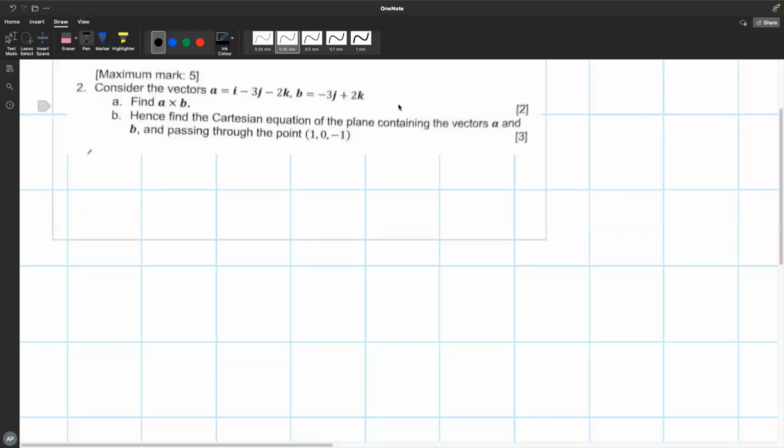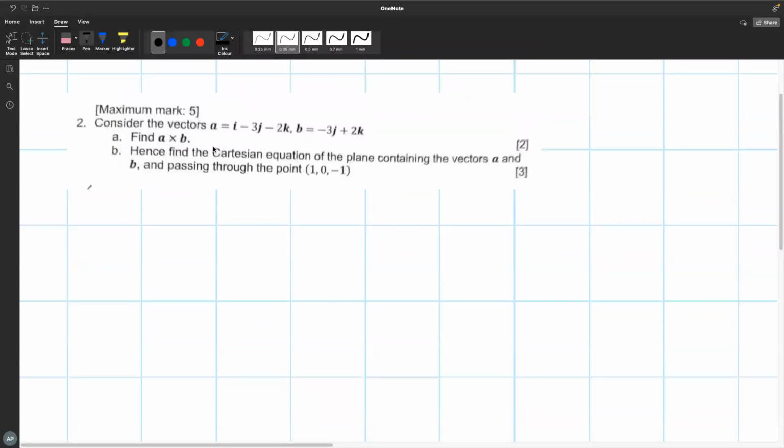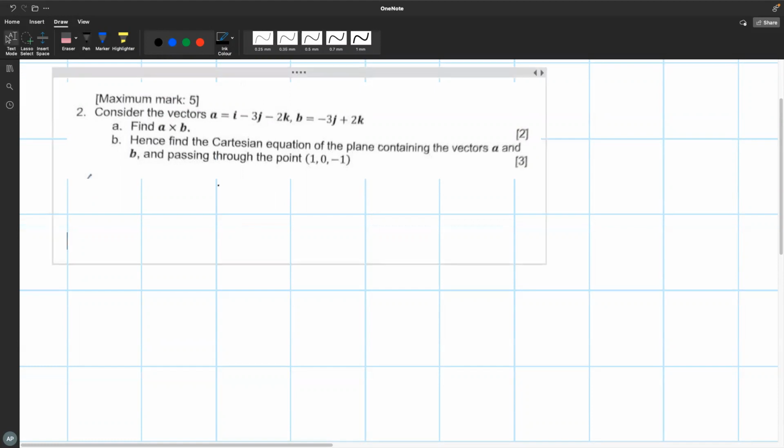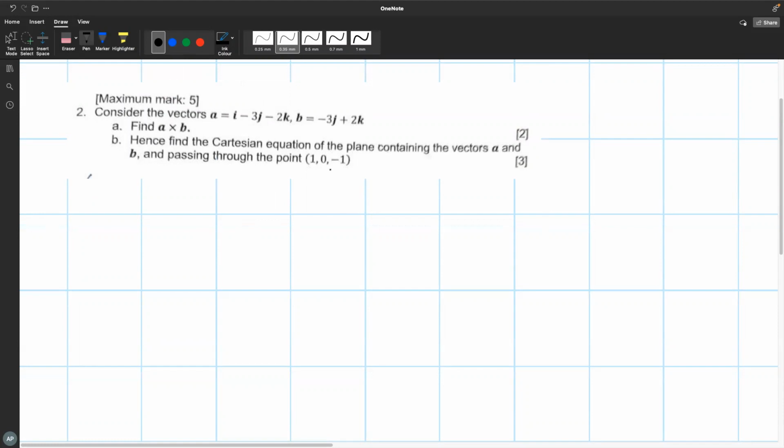In this video, I will explain how you solve this vector multiplication question and this planes question that you see in front of you. We have two vectors denoted as A and B, with A representing this vector and B representing this vector. First of all, we must find A cross B. And second, we must find the equation of a Cartesian plane which contains A and B as the two vectors and also passes through this point 1, 0, -1.